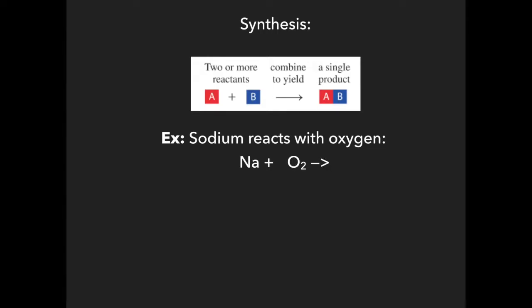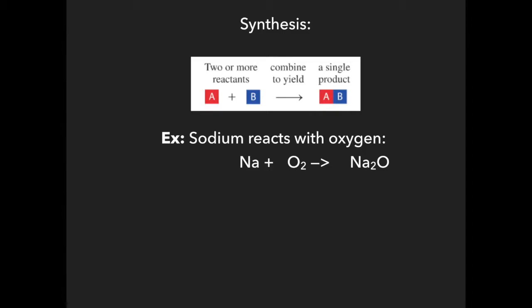Okay? So sodium and oxygen are going to combine together to form one compound. Well, if I take a metal and combine it with a non-metal, that's going to form an ionic compound. So to create the formula for this ionic compound, I need to cross charges. So sodium has a +1 charge, oxygen has a -2 charge, so the formula for this would be Na2O. And that's all there is to a synthesis reaction.